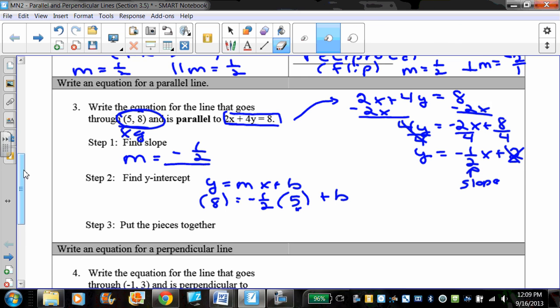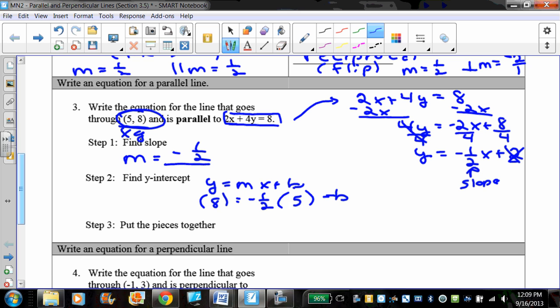We're substituting in just like we did in our MN1. I am clearly not in sync here with my smartboard. Okay, we need to solve this.